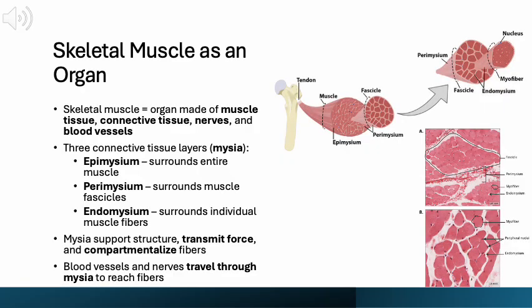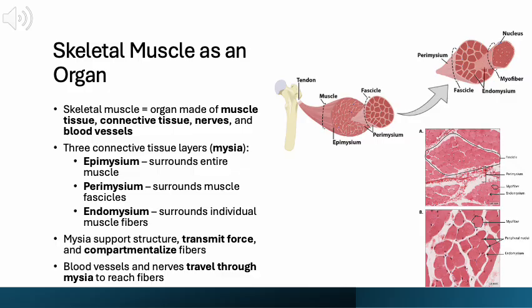Each skeletal muscle is an organ in its own right, made of multiple tissues working together. The muscle fibers themselves are wrapped and organized by three layers of connective tissue, known as the mysia. The epimysium surrounds the entire muscle, the perimysium bundles fibers into fascicles, and the endomysium wraps individual fibers.